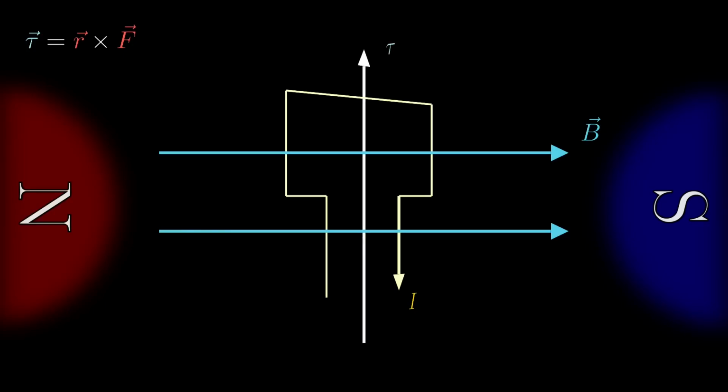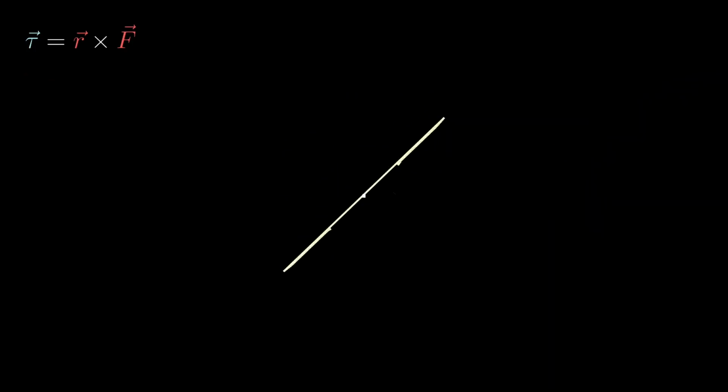So the force from the top and bottom wires both act vertically. Since those are parallel to our vertical axis, they're not going to create any torque around that axis. We can now limit our focus to just these two vertical wires. Let's take a look at the top-down view.